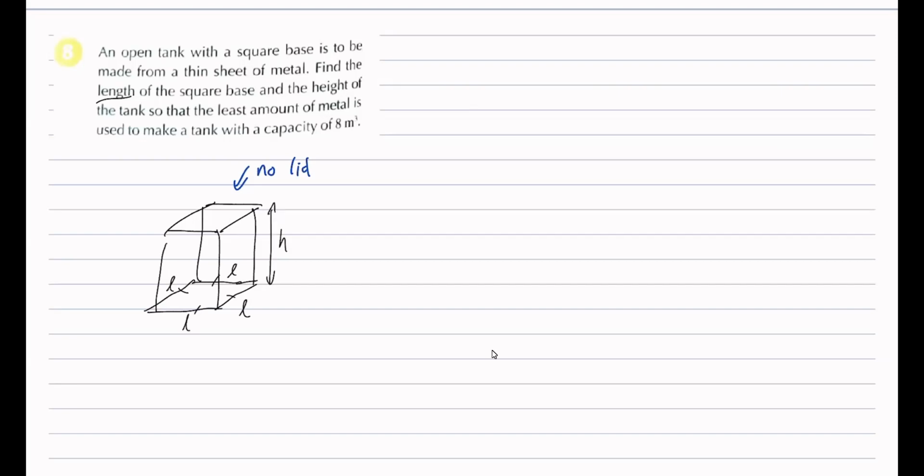Very good. So what is the capacity? Capacity just means volume, right? So what's the formula in terms of L and H? Base area L squared, times H. Yes, L squared H. But that is the volume, right? So I would like to call capital V equals L squared H. Is that okay?